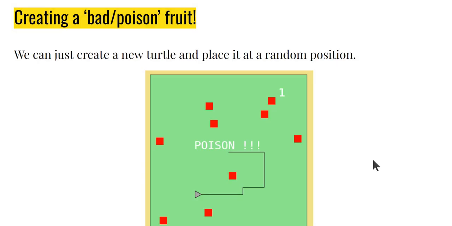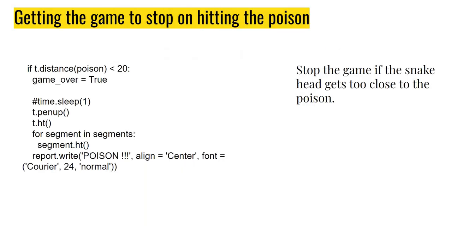The idea to create the poison fruit is not very hard. We just create a new turtle and place it at a random position. For reasons that will be a bit more clear a little later, I will do this after all the foods have been done. And in order to get the game to be over, I will just do whatever I was doing for, let's say, the playing boundary. I will say that if the distance between the turtle head and the snake head and the poison becomes less than, let's say, a certain number, in this case 20, I will get my game to be over, exactly like for the playing boundary. And here, instead of, let's say, collision, I will write, for instance, poison.